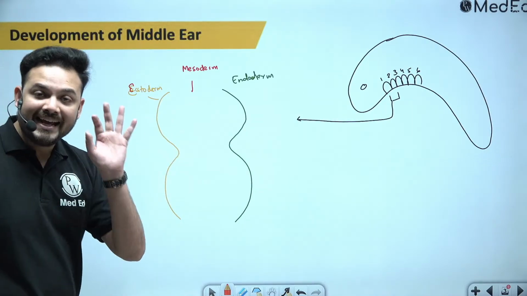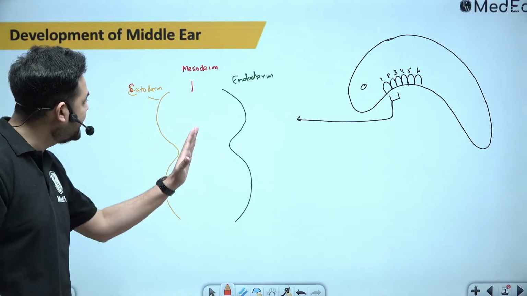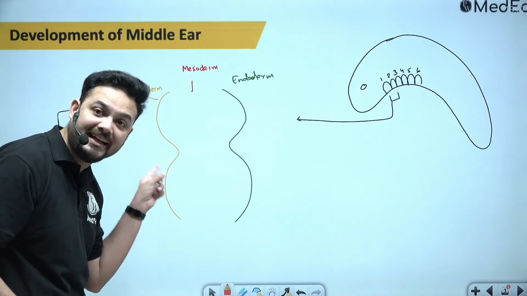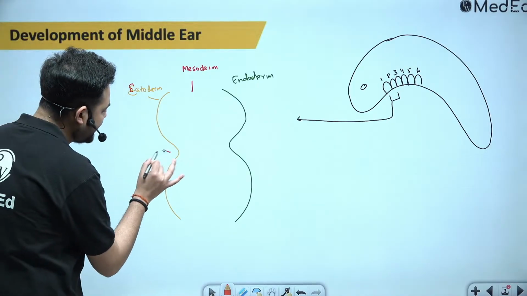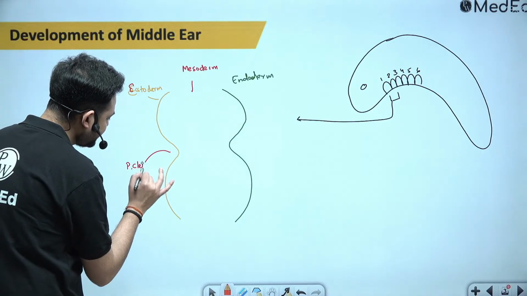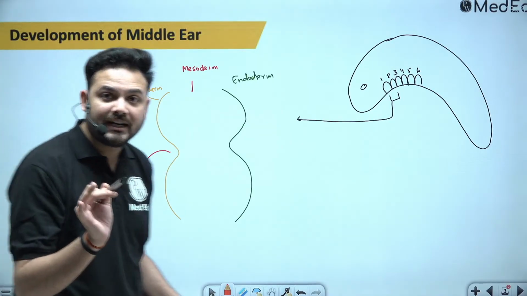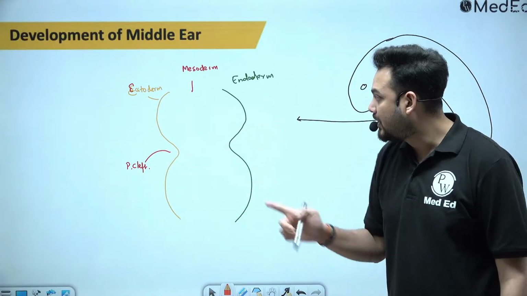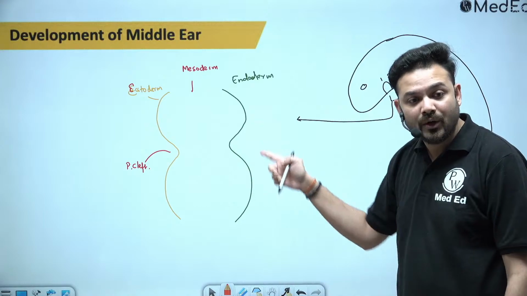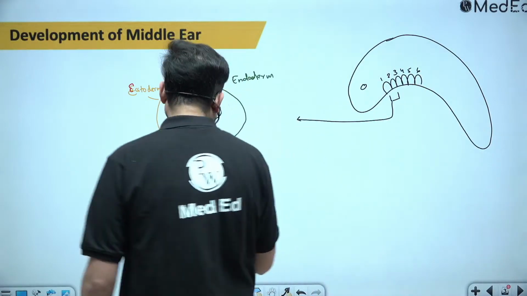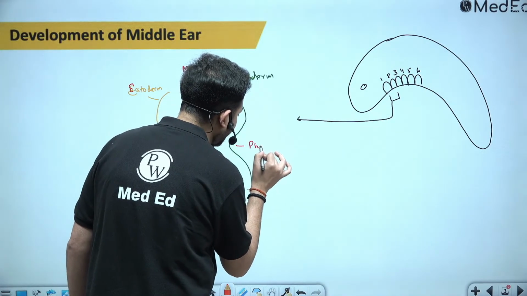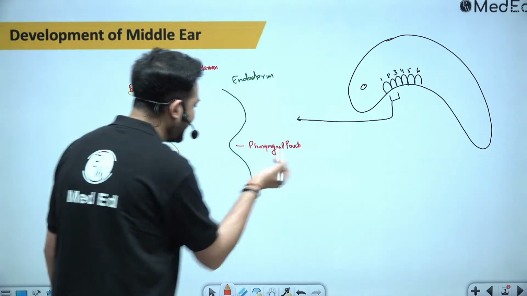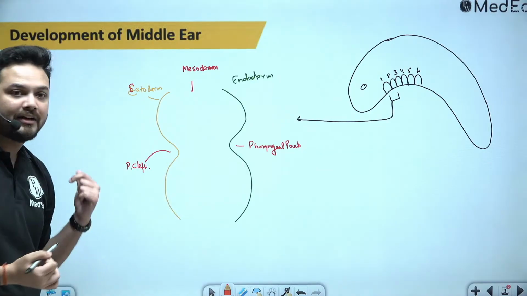Now, an invagination is present on the ectodermal side between the first arch and the second arch. This invagination, we call it as what? We call it a pharyngeal cleft. So what is a pharyngeal cleft? A pharyngeal cleft is an invagination between the ectodermal side of 2 arches. What is the invagination present on the endodermal side? We call this invagination on the endodermal side a pharyngeal pouch. So there is a pharyngeal pouch on the endodermal side and a pharyngeal cleft on the ectodermal side.